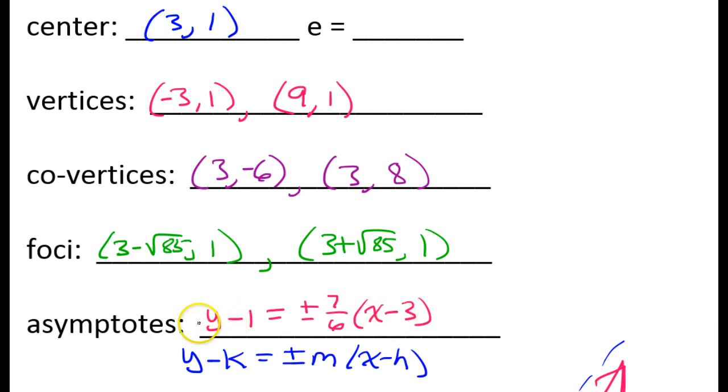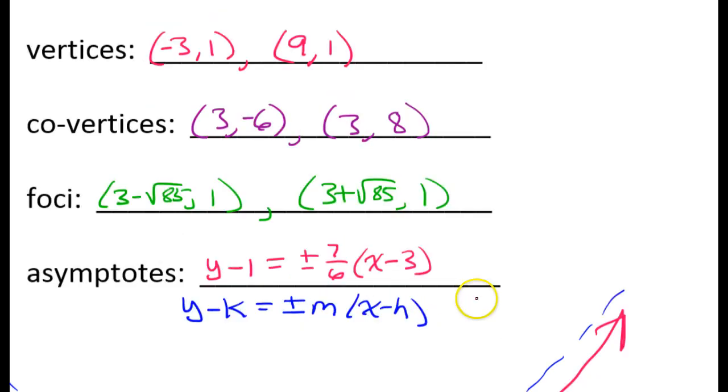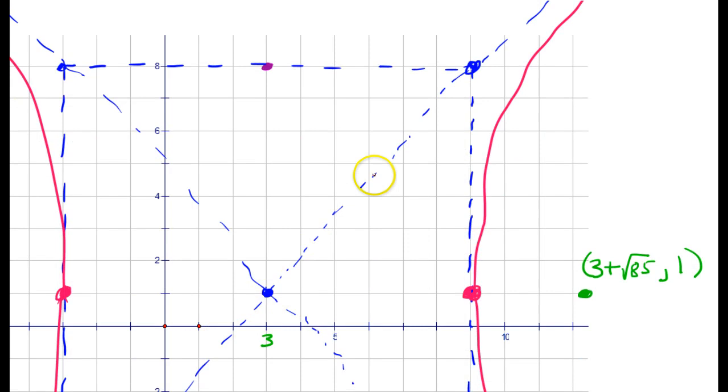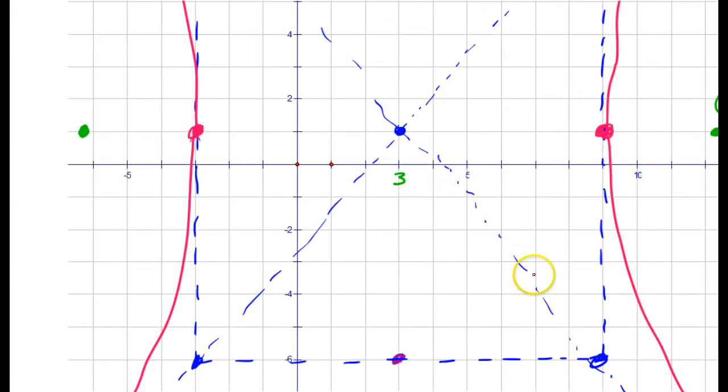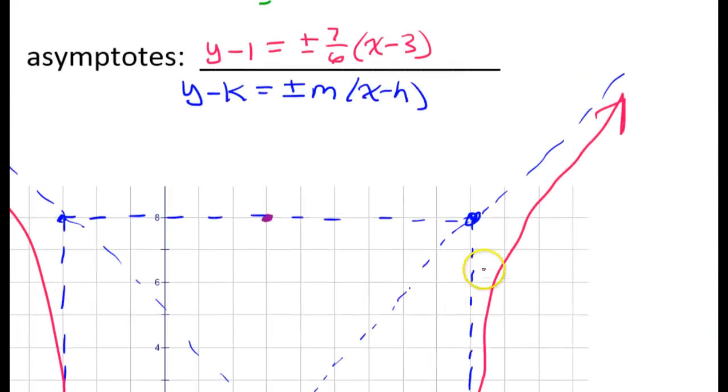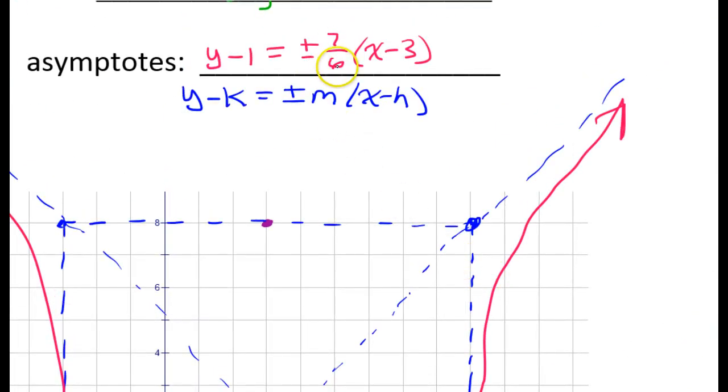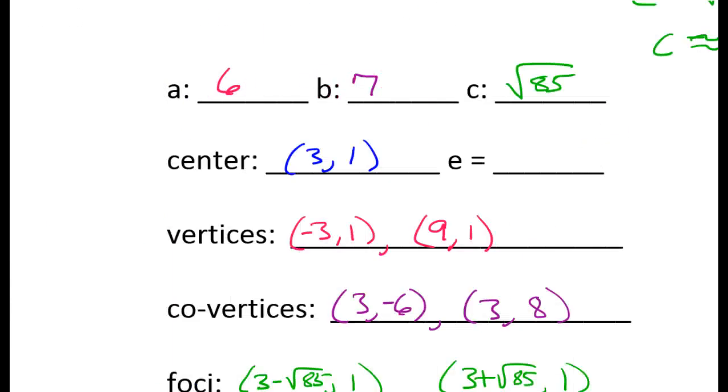And that's it. This equation actually represents both asymptotes because of the plus or minus 7 over 6. I'm getting the positive asymptote with the positive 7 over 6, and I'm getting the negative sloping asymptote with the minus 7 over 6. Okay, so point slope form. I almost forgot the eccentricity. C over A. So the eccentricity is radical 85 over 6.